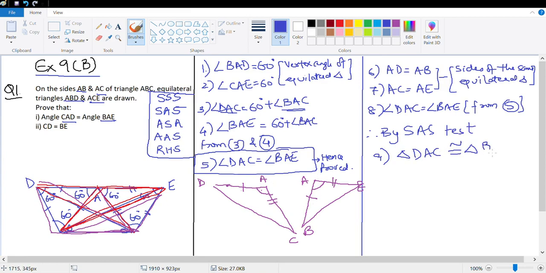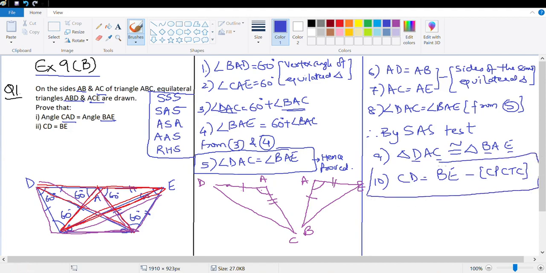DA is BA, which means the third is E. So triangle DAC is congruent to triangle BAE, which means CD will be equal to BE. Why? Corresponding parts of congruent triangles, CPCT. This is what they wanted me to prove. Part 2 is also done.